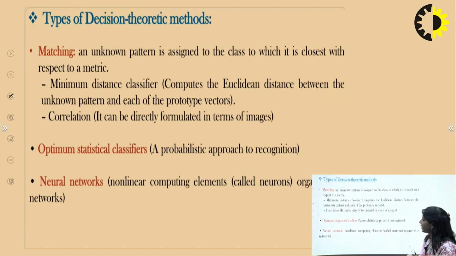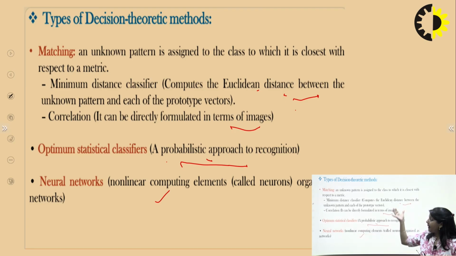So there are two methods, optical statistic classifier. First is the matching with minimum distance classifier, means Euclidean distance. Then correlation. This is a numeric pattern, quantitative, and this is qualitative. And we can also apply the Bayes theorem and neural network approach. These are all about pattern prototype matching.